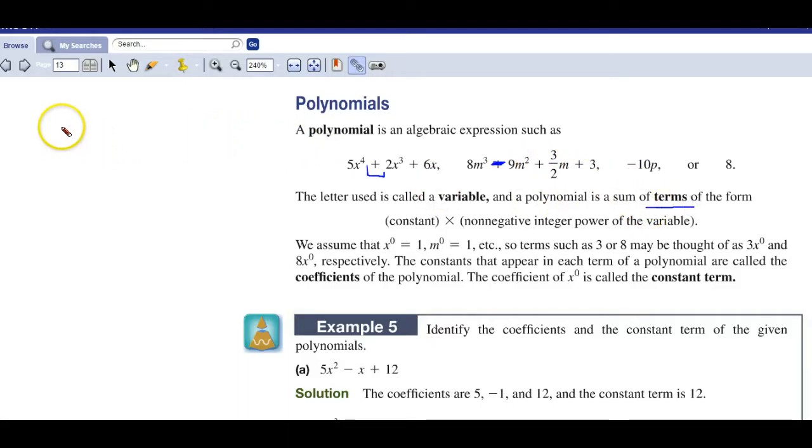And within a term, such as this one, 5x to the 4th, we have a variable, which is a letter. We have an exponent. And the number part of a term is called the coefficient, or the constant term. This would be a constant term, or just the numerical part.